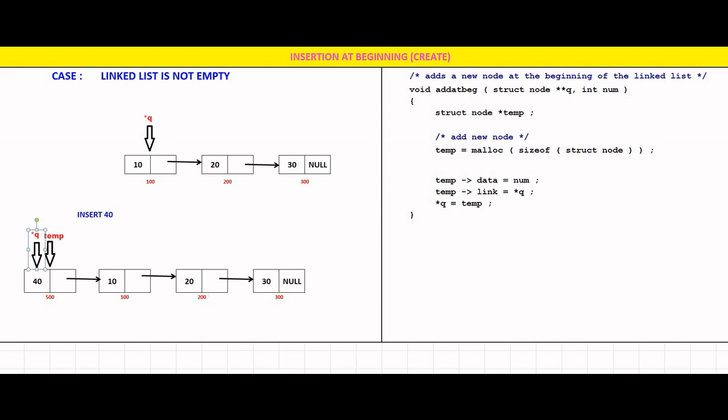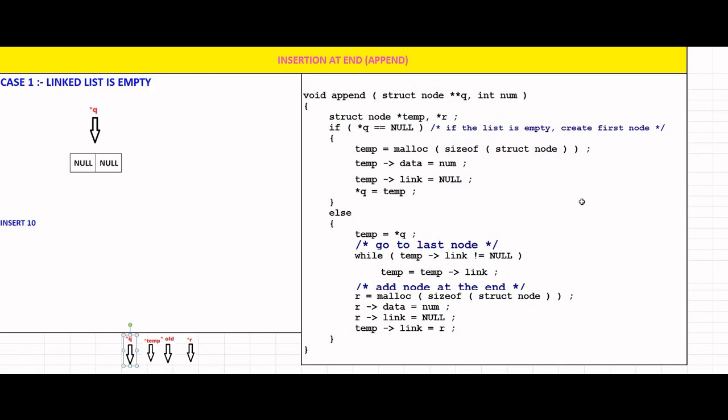Next is insertion at end. So this is a function for the insertion at end. There are two cases: your linked list can be empty, or your linked list can be non-empty. So we will see both cases one by one. This is the first case, where the linked list is empty. When your linked list is empty, your pointer q, that is the starting address, contains the null value. So this is the empty list. Now we are going to insert the new node, that is 10.